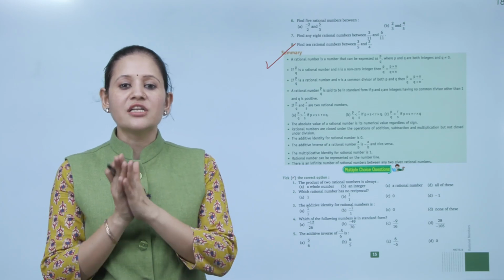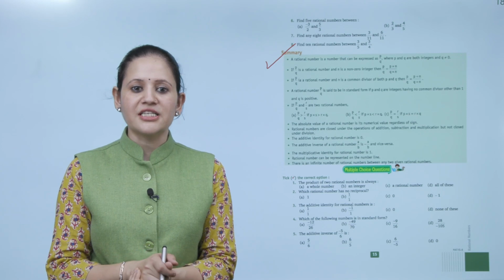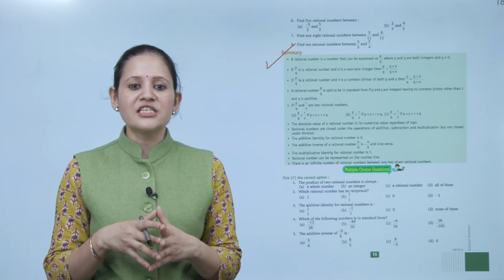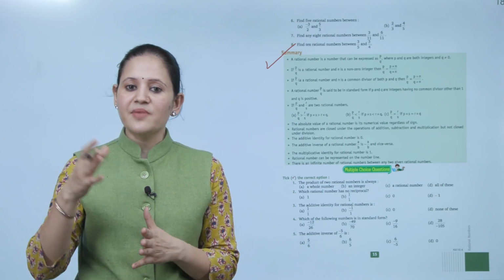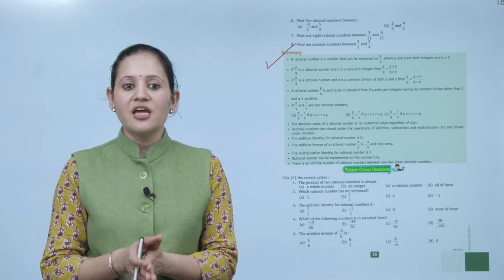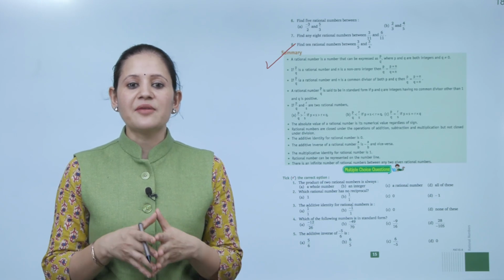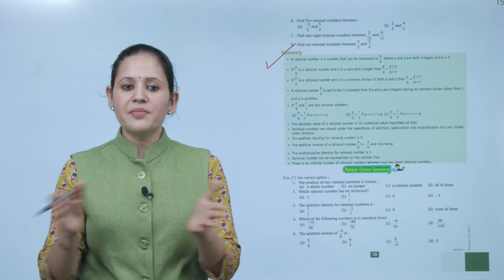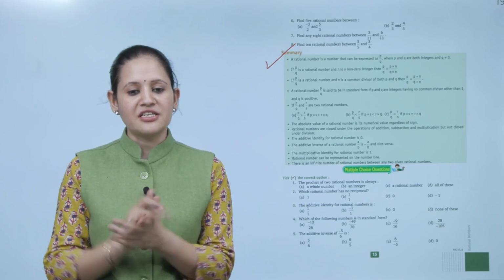Rational numbers are closed under the operations of addition, subtraction and multiplication, but not closed under division. The additive identity for rational numbers is 0. The additive inverse of the rational number a upon b is minus a upon b and vice versa. The multiplicative identity for rational numbers is 1. Rational numbers can be represented on the number line. There are an infinite number of rational numbers between any two rational numbers.